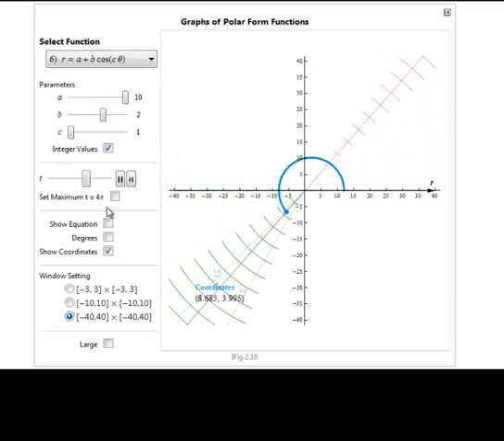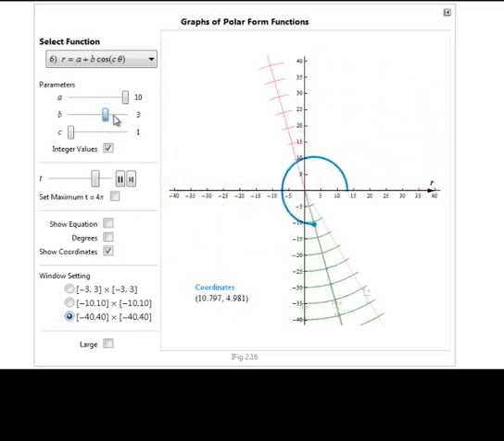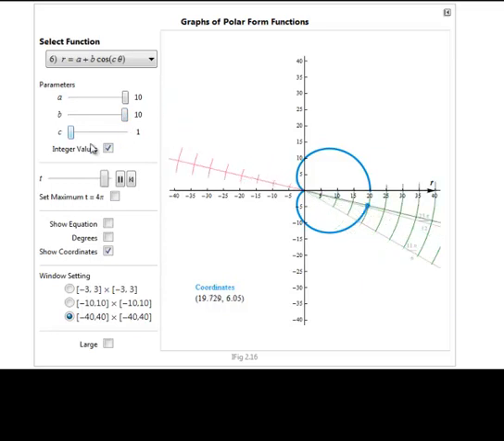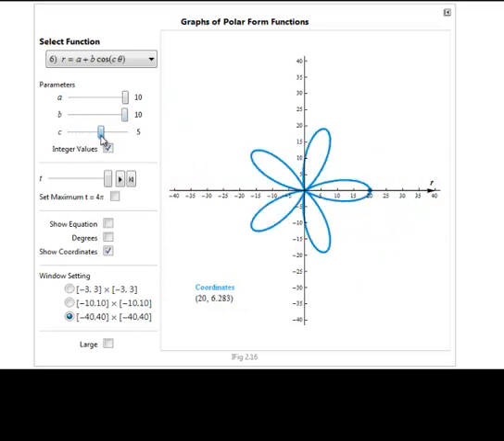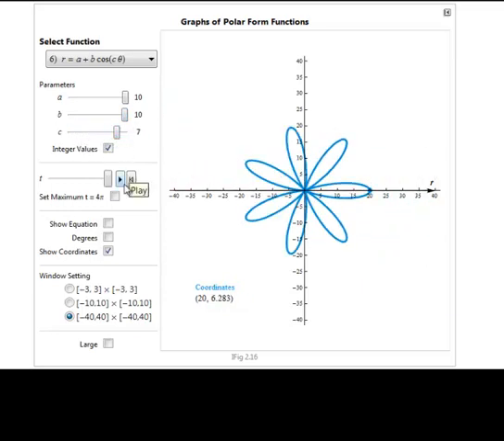One of 3 window sizes can be chosen to view different size graphs. The equation of the function may be shown. The coordinates may be shown in polar form using radians or degrees.